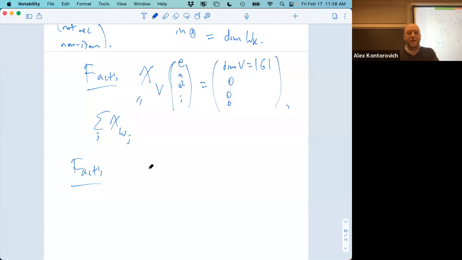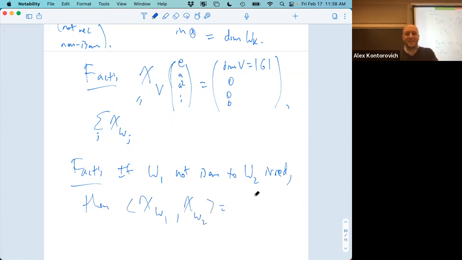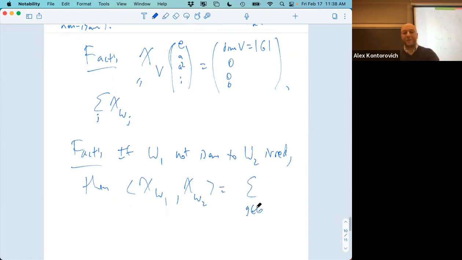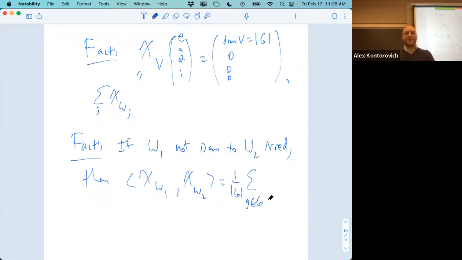Fact is that if W1 is not isomorphic to W2, and they're both irreducibles, then the inner product of the characters of W1 and W2, which I didn't tell you about, is an average over the elements of G, when you have a finite group, and obviously we have to fix this if you have an infinite group, of the character chi W1 times chi W2 bar. Just the obvious thing. We have a sequence of complex numbers, one for each element of the group. So you just multiply them and add.